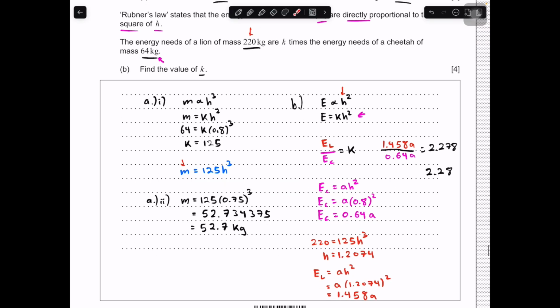And then after that, we can find out the energy needs of the lion in terms of some A, the cheetah in terms of some A, and since these are all proportional, we know that this is 1.458 A's, this is 0.64 A's, we can still say that it's 2.278 times as big, no matter what A is. We just know that it's 2.278 or 2.28 times as big. Alright. Okay, let's go on.